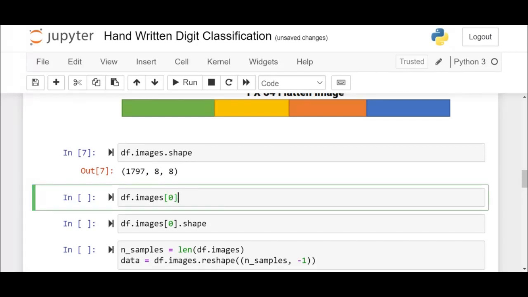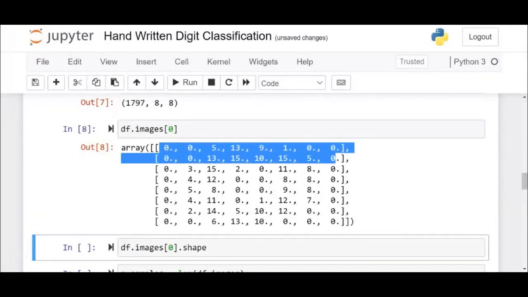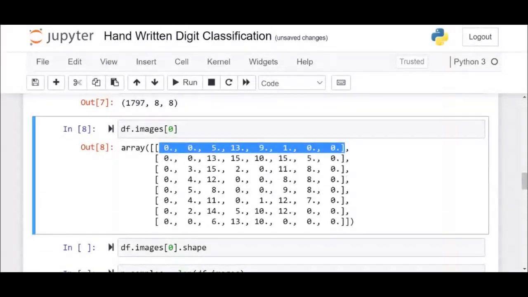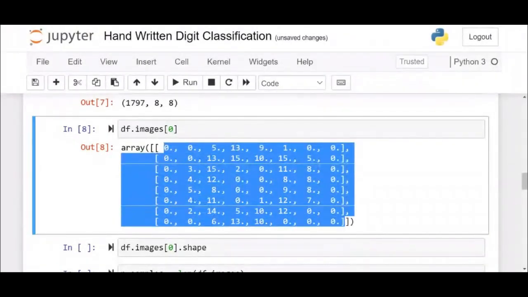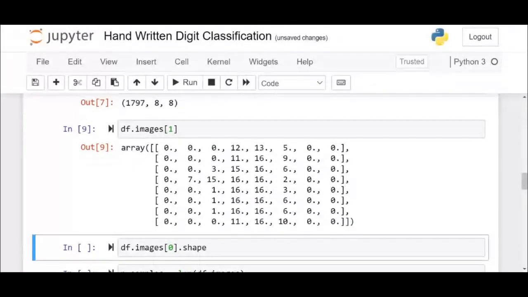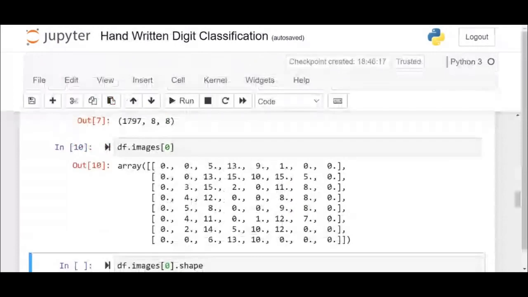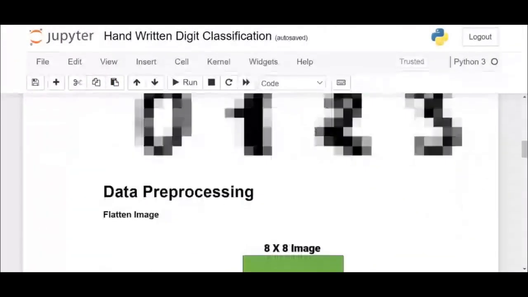So for example, let's see what the first image looks like. The first image has the 8 by 8. You see that there are 8 values in each row: 0, 1, 2, 3, 4, 5, 6, 7. Similarly, the columns are also 8: 1, 2, 3, 4, 5, 6, 7, 8. Total 64 values are there. Is it okay? So this is how image 0 looks. Even if you pick any image, it will look like this, right? This is the 0 image we have shown above.